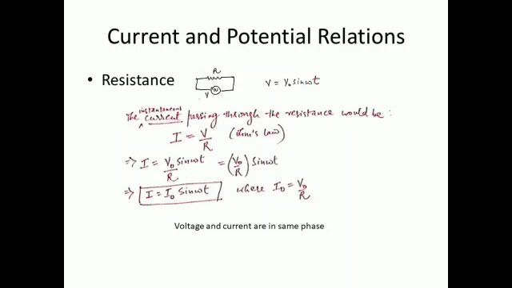So what we see here is that the voltage and the current are in the same phase, and when voltage is 0, current is also 0, and when voltage is maximum, current is also maximum.